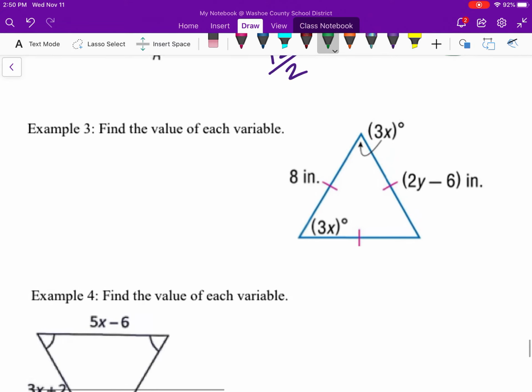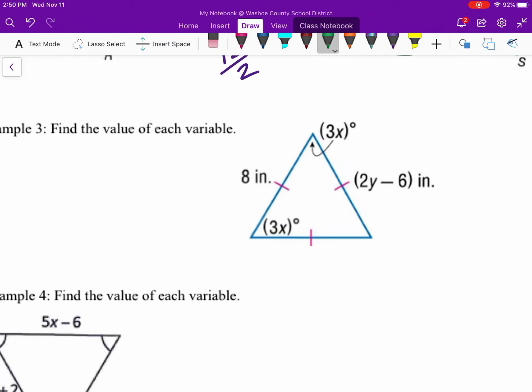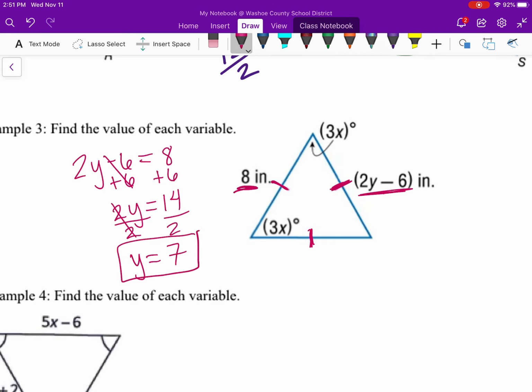For example 3, find the value of each variable. So I'm going to go ahead and start with y. So y is labeling this side over here, and these marks show me that all three sides are going to be congruent to each other. So if this side equals 2y minus 6 and this side equals 8, I can set up my equation as 2y minus 6 equals 8, and then start solving for that variable. So I get 2y equals 14, divide both sides by 2, so y comes out to be 7.